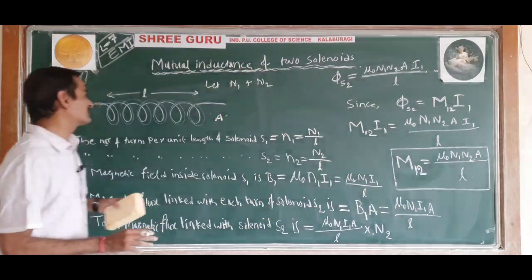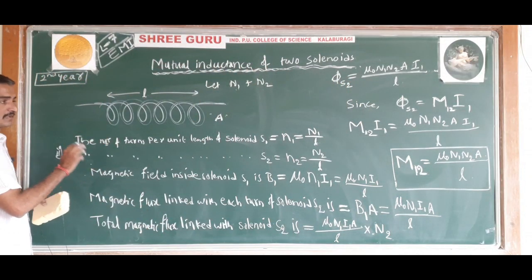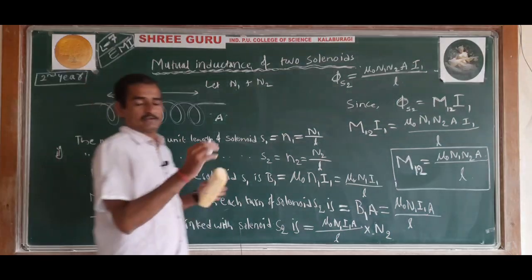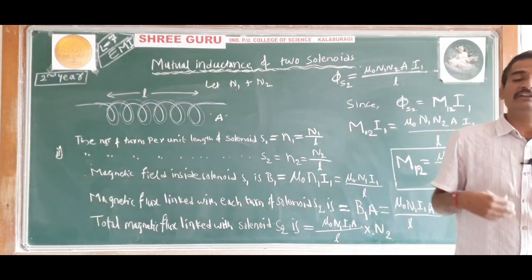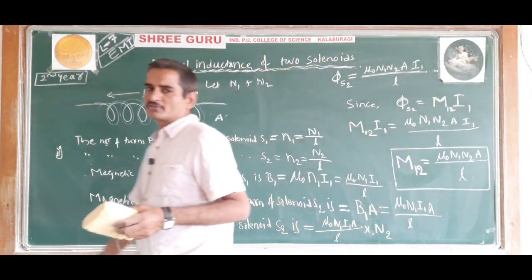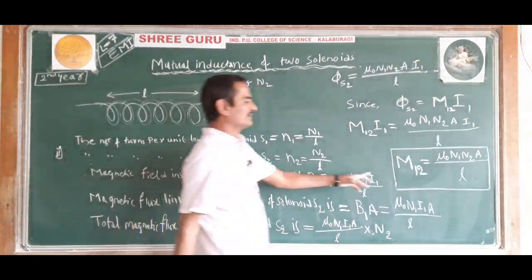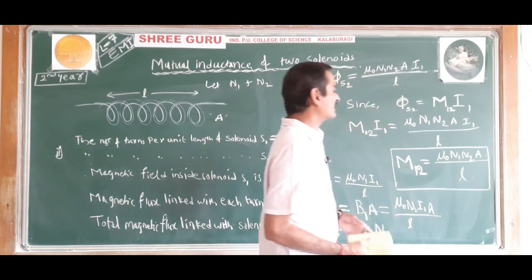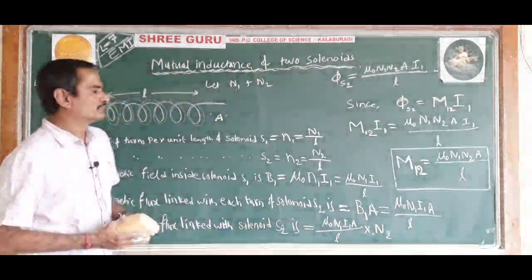See here, current is there only in the first solenoid. Current is not there in the second solenoid. In the second solenoid, we will get induced EMF because of the current flowing through the first solenoid. Understood? Okay. So this is the expression for the mutual inductance of the second solenoid with respect to the first solenoid.